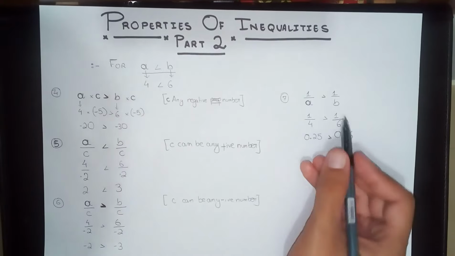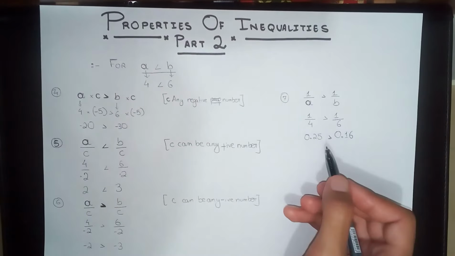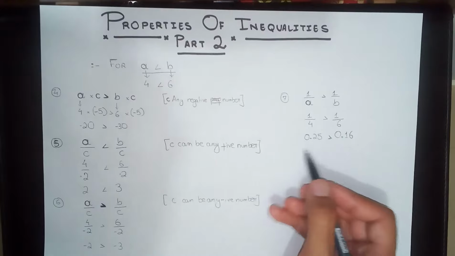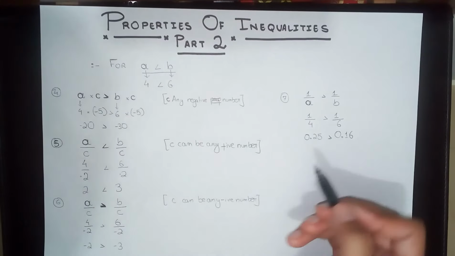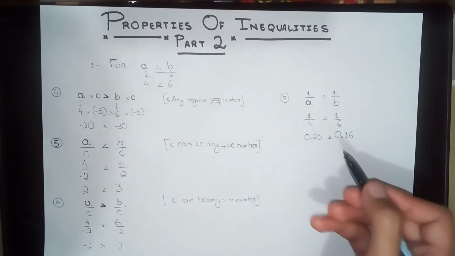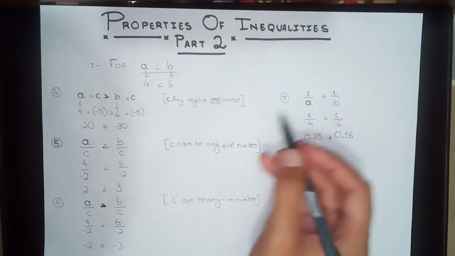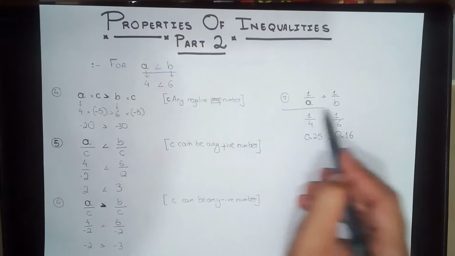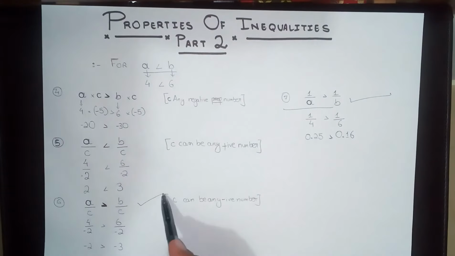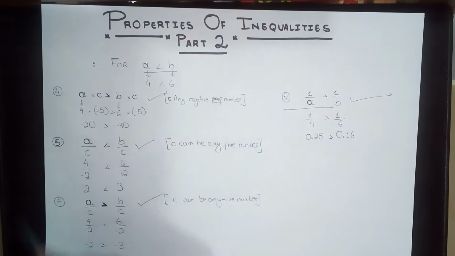Now this is in the fraction form. It is hard to understand in the fraction form sometimes, so we go into the decimal side and we see that 0.25 is actually greater than 0.16, which is what the seventh property is saying. So each one of these is actually correct, and we have proved them right now. Time to see you in the next lecture.